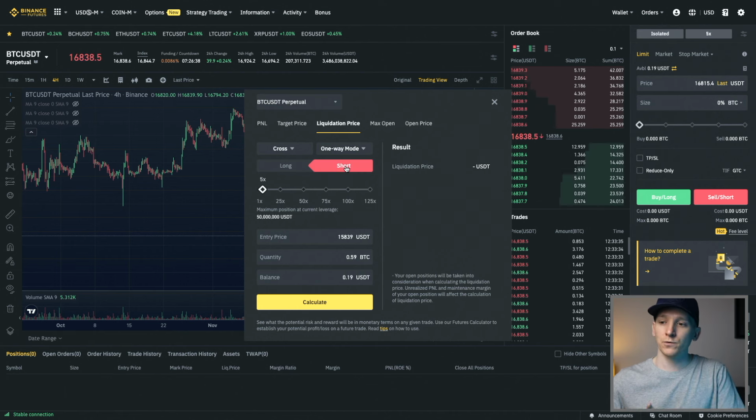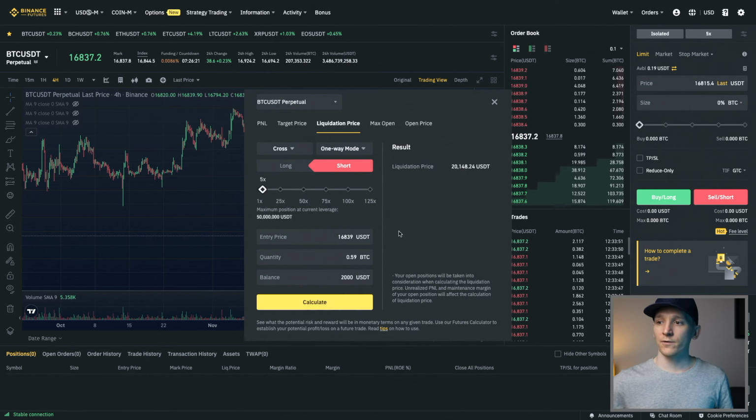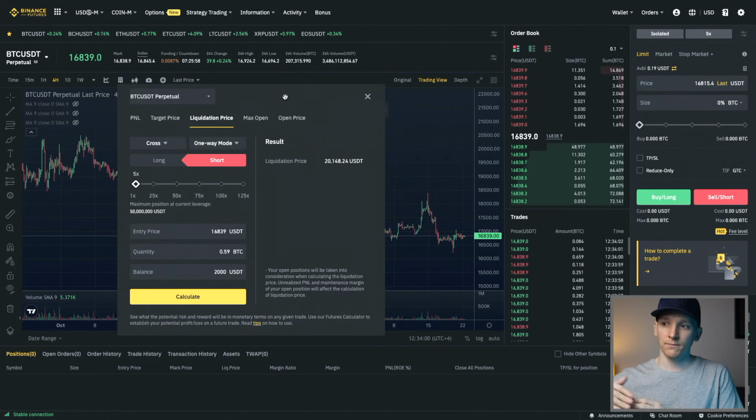But we'd take a short trade right here, and we can see the entry price is 16,839, and we're trading around 0.59 BTC. So if we calculate this, what we can see is we're going to put 2,000 here, and we're going to calculate that. So if we had $2,000 in our account, you can see that if we take that short position with 5x leverage right here, our liquidation price is around 20,000. Now that's great, because it's actually quite a way away from the entry at 16,000.